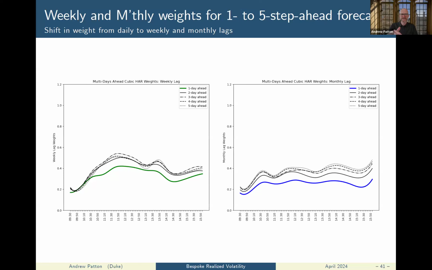When we look at the weights for the weekly lag and the monthly lag, we don't see too much. Roughly what we see is that the weights go up a little bit, and this is just allowing for more smoothing. Because it's so far in the future, it's just smoothing out the information from the prediction sample.